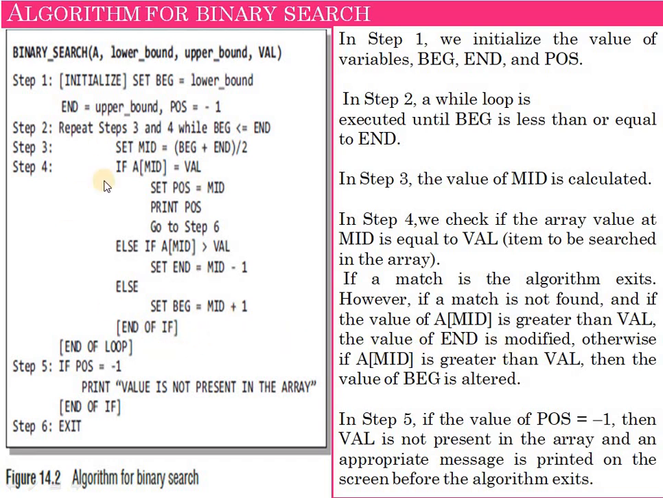Now if we check all elements, and begin is no longer less than or equal to end, then also we have not found our particular element. So this position minus 1, because we are in it. So we display that the value is not present in the array, and that is the algorithm.